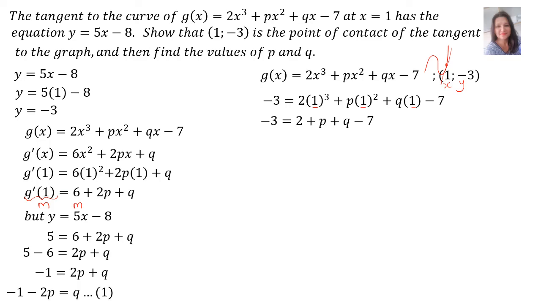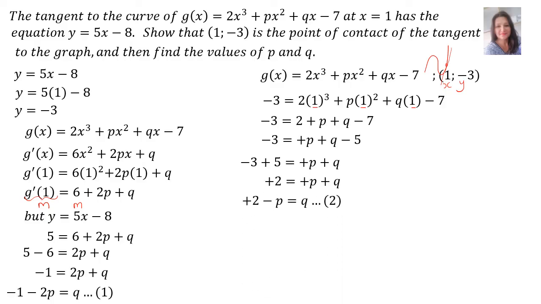This becomes -3 is 2 plus p plus q minus 7. 2 minus 7 is -5. Let the -5 walk across. -3 plus 5 is p plus q. 2 is p plus q, and I made q the subject of the formula. Now, 2 minus p is q, that's equation number 2.